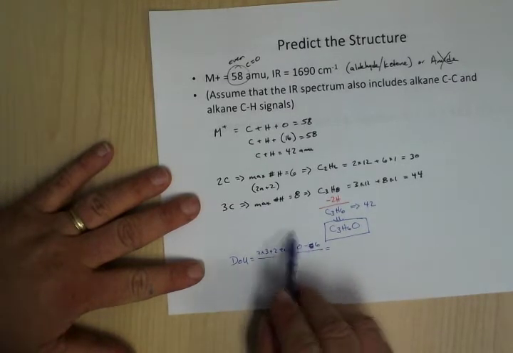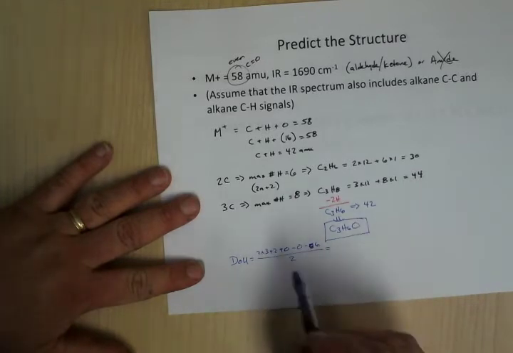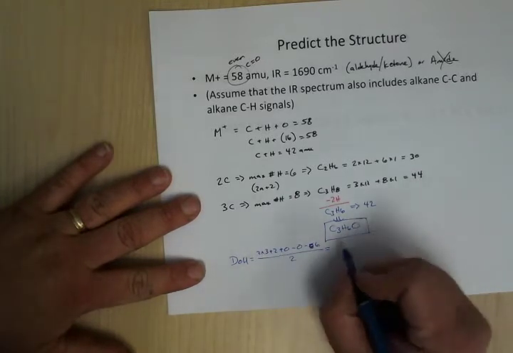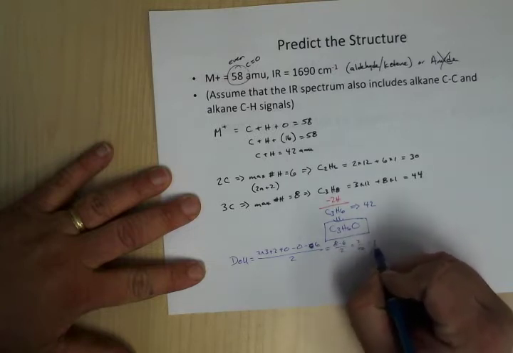So remember, I'm going to give you that formula on the test, so it's on the equation sheet. So this is 6, 8. So it's 8 minus 6, all divided by 2. So 2. So our DOU is 1.